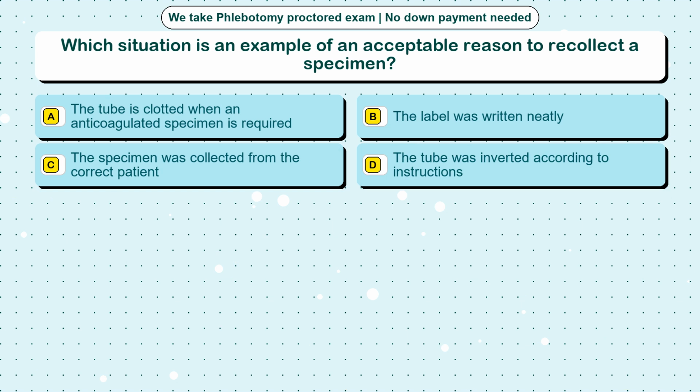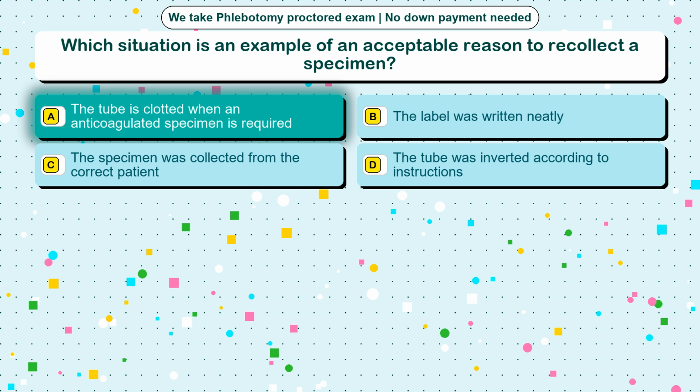Question 17. Which situation is an example of an acceptable reason to recollect a specimen? Option A. The tube is clotted when an anticoagulated specimen is required. Option B. The label was written neatly. Option C. The specimen was collected from the correct patient. Option D. The tube was inverted according to instructions.